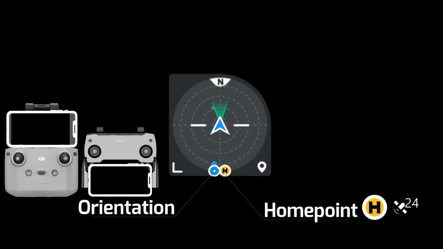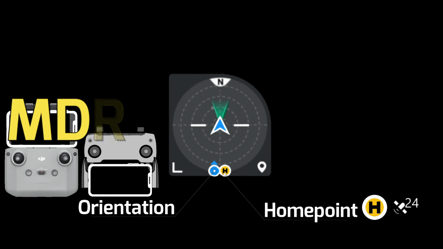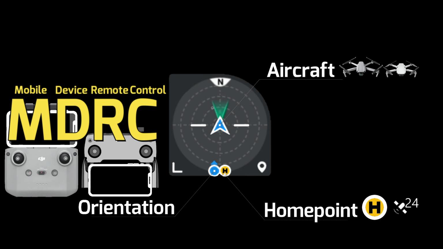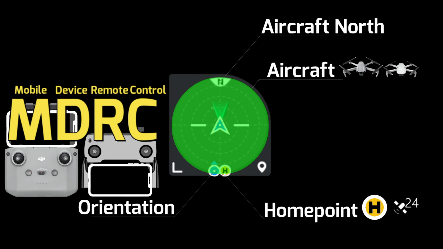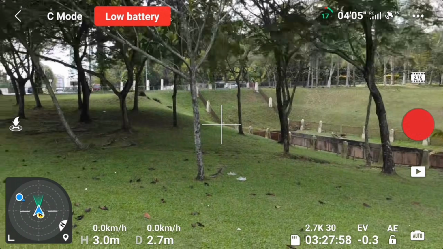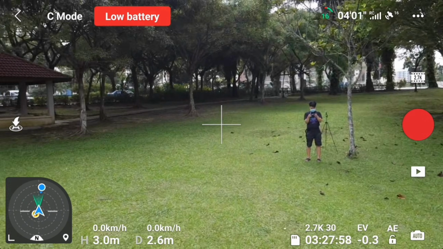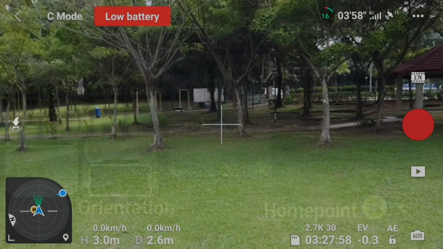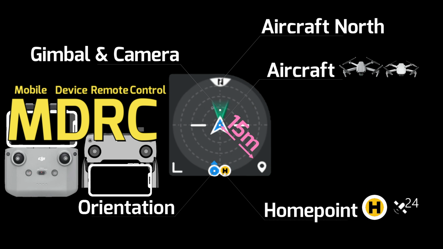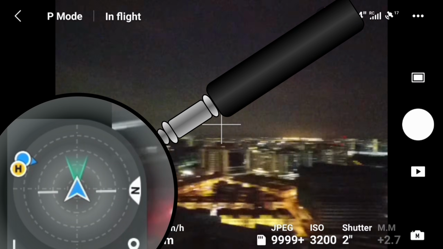To make it easier and shorter, I will name it MDRC, which stands for Mobile Device and Remote Control, for future reference. This icon will be the aircraft and is fixed as a center point, and this entire circle with the N for north will react based on the aircraft compass, heading direction, and a bit of distance in relation to the home point and MDRC. As per my several tests with the Mavic Mini, it seems that the distance radius of this circle is about 15 meters. This green faded wave in front of the heading or nose is the gimbal and camera that will move accordingly when the aircraft is turning.